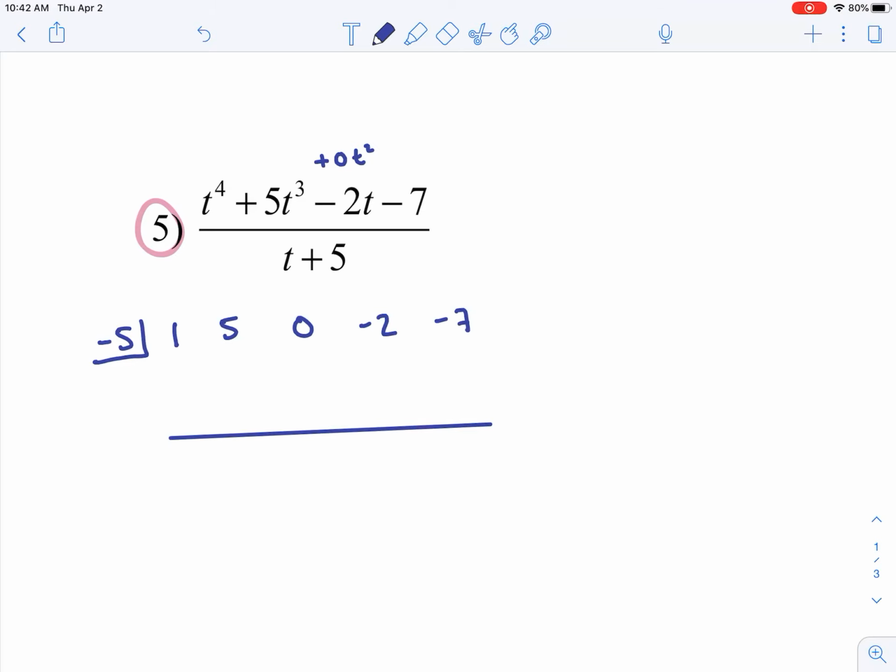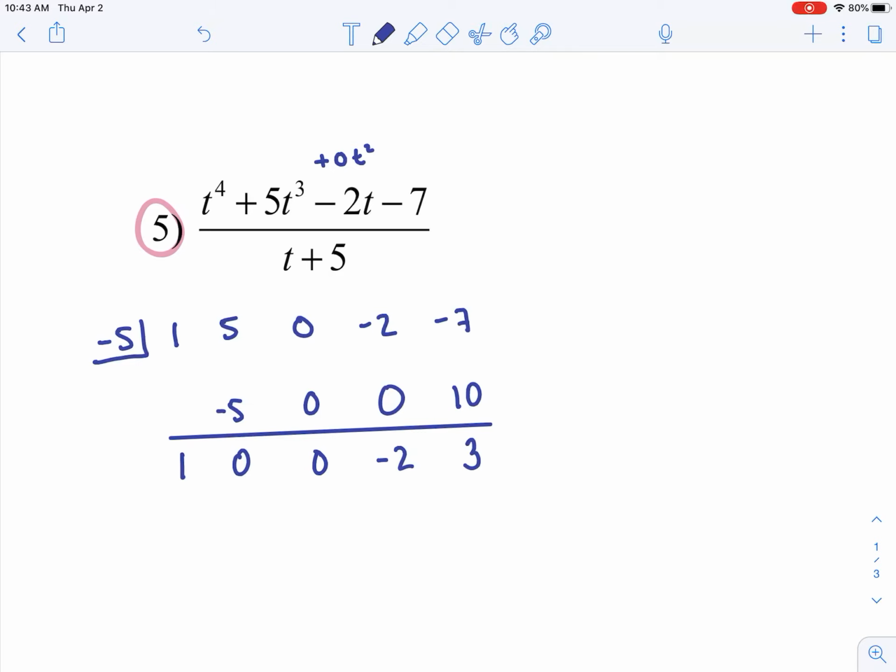I'm going to write the positive 1 down there, and then it's this multiply and add, multiply and add. So -5 times 1 is -5, add the column, 0. -5 times 0 is 0, add the column, 0. -5 times 0 again is 0, add the column, -2. -5 times -2 is 10, add the column, 3.